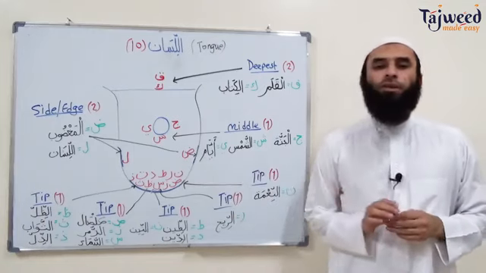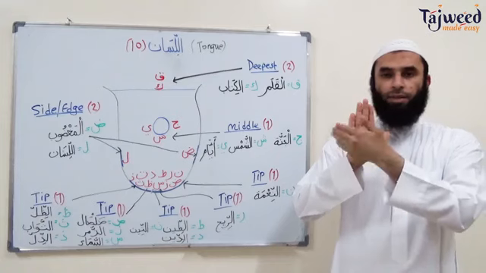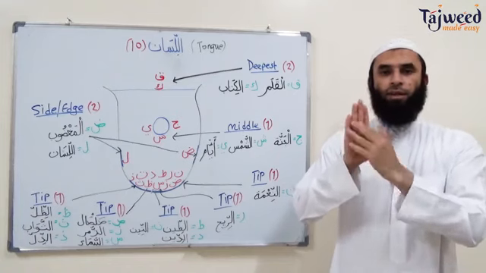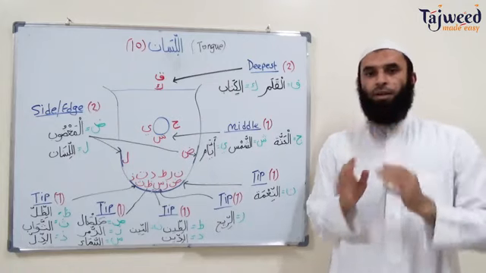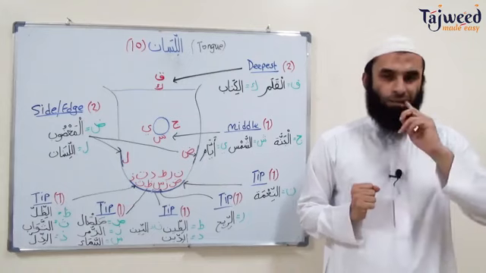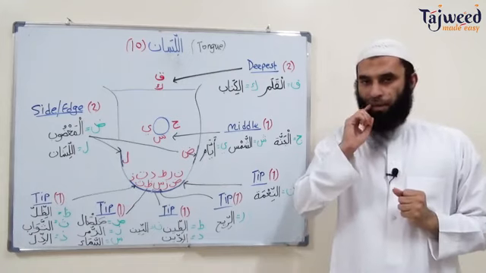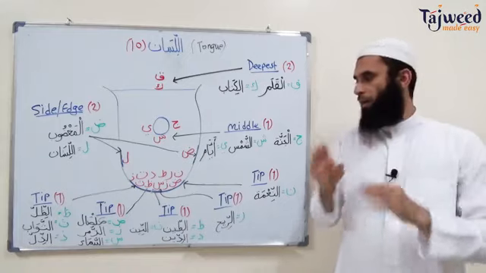The makhraj point for dad is the side of the tongue, one of the sides, either the right side or the left side, or you can use both sides at the same time. What lies opposite to it are the molars, the upper left and right molars. So what lies opposite to the side of the tongue?